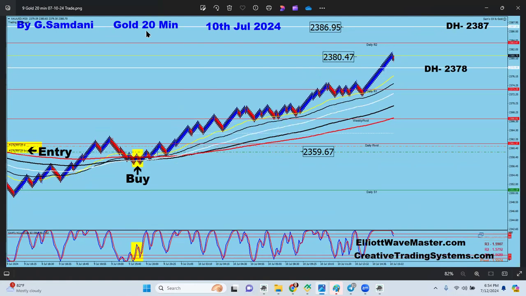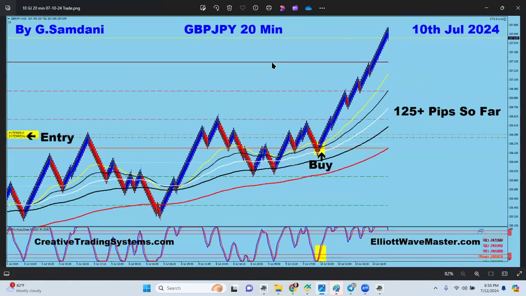Now, gold 20-minute chart on the 10th from here to here, 23.59 to 23.80. My target was there. It was going to the upside, but I had suspicions, and I said, okay, what the hell with it? I closed that, but I got the target anyway later on. But this one was closed here. And this one, a pound yen long entry here, buy orders right there for 125 pip.